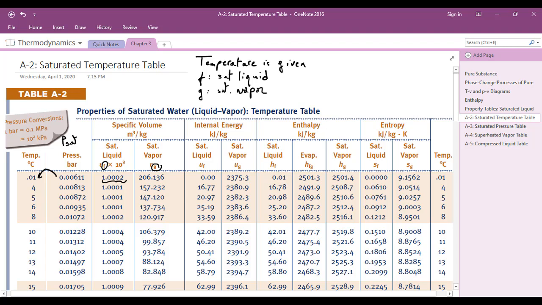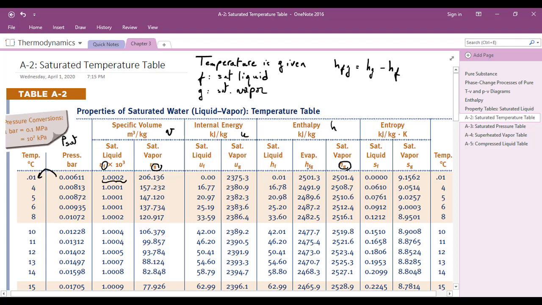For the enthalpy, H, so this is U, this is the specific volume, and this is H. For the saturated liquid, we have Hf. For the saturated vapor, we have Hg. However, an additional column for the enthalpy is given, the Hfg. So Hfg is equal to Hg minus Hf.